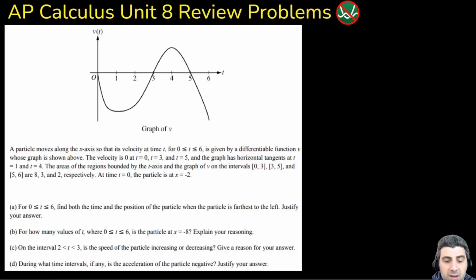Let's move on to part B, which says, for how many values of t from 0 to 6 is the particle at negative 8? Explain your reasoning. So we know that the particle starts at negative 2 and then has a minimum when t is 3, and that minimum is negative 10. Since the function is continuous, that means it had to pass from negative 2 all the way down to negative 10, passing through negative 8.